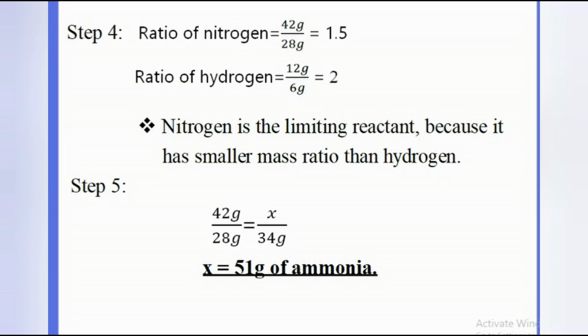First, set up the proportions of the limiting reactant and the product. The proportion of the limiting reactant is 42 gram over 28 gram, and this value equals the proportion of the product, which is x over 34 gram. Solve for x. Finally, we determine the amount of the product formed, that is 51 grams of ammonia.